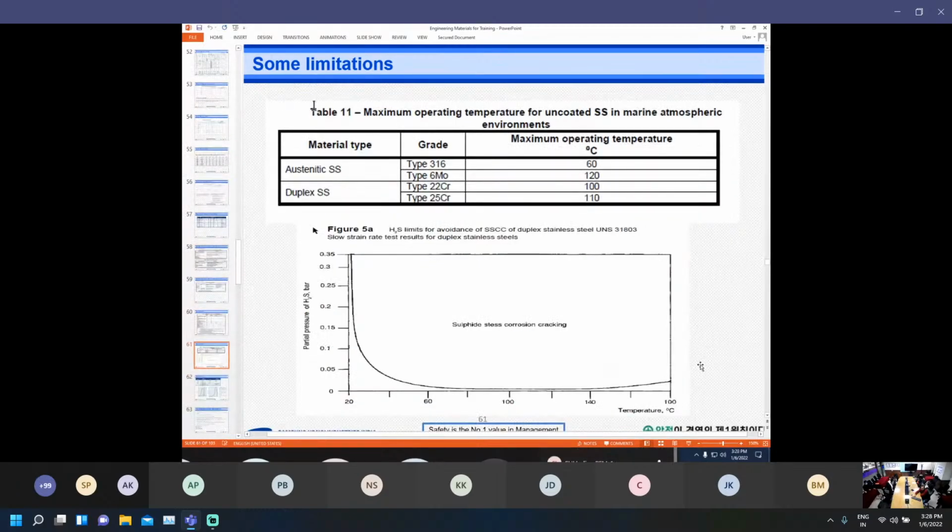So typically you remember that if you are talking about austenitic steel in the offshore environment, offshore environment means there is chlorine in the environment, seawater. So it is called a marine environment. You can use this austenitic structure, 316, only up to 60 degrees Celsius. For 6 moly, 120. If it is a duplex with 22 chrome, it is up to 100 degrees Celsius. If it is 25% chrome, it is up to 110.